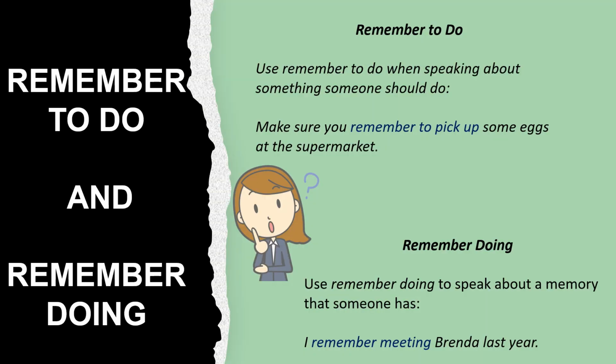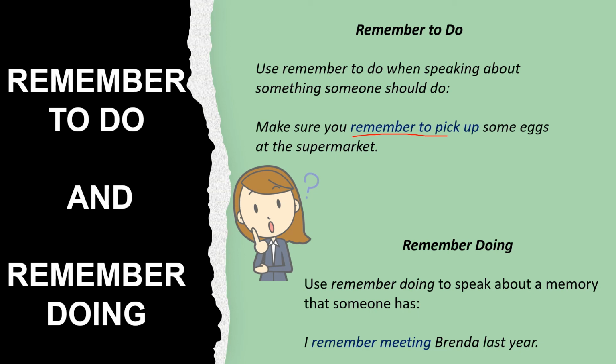Remember to do and remember doing. We are going to use remember to do when speaking about something someone should do. For example, I am going to go to the supermarket and my mom is asking me to pick up some eggs at the supermarket. But I have to remember to pick them up. So for example, make sure you remember to pick up some eggs at the supermarket. I have to remember it.